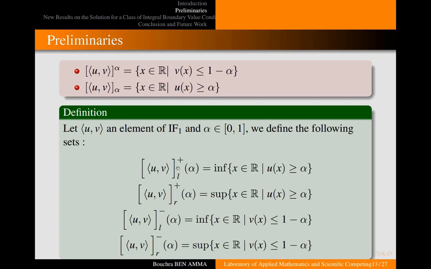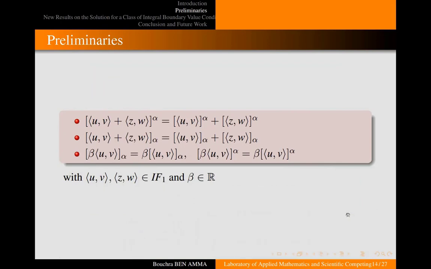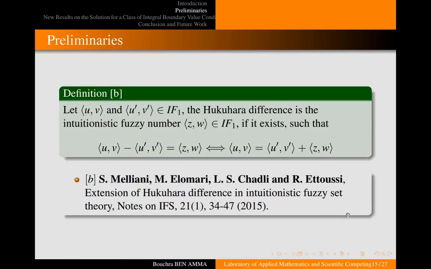And here are the extremities, or end points, of the lower and upper alpha cuts of an intuitionistic fuzzy number in I of 1. Thanks to this alpha cut, we define the following operations: the addition and the multiplication by a real number. And here is a definition of the difference between two intuitionistic fuzzy numbers, called the Hukuhara difference, if it exists in I of 1 and satisfies this equivalence.